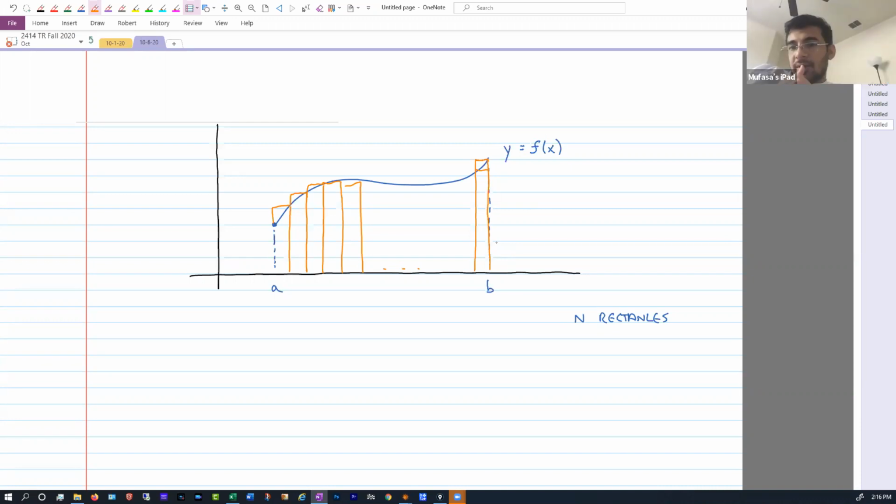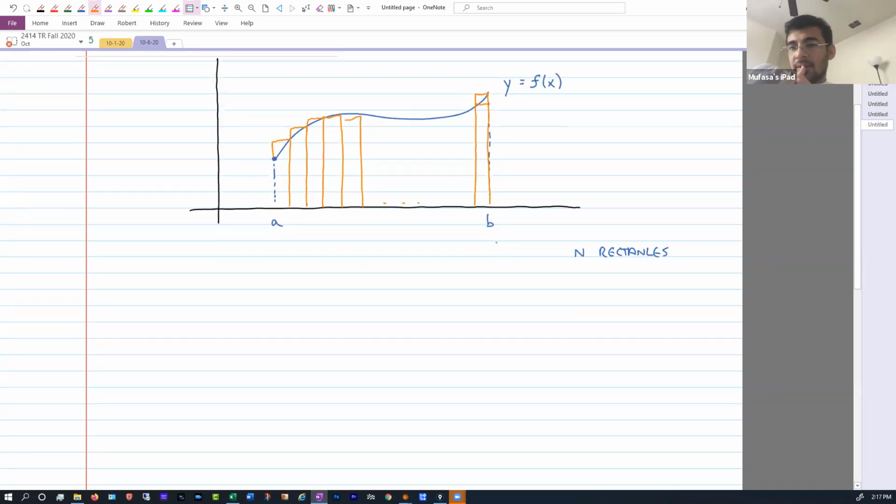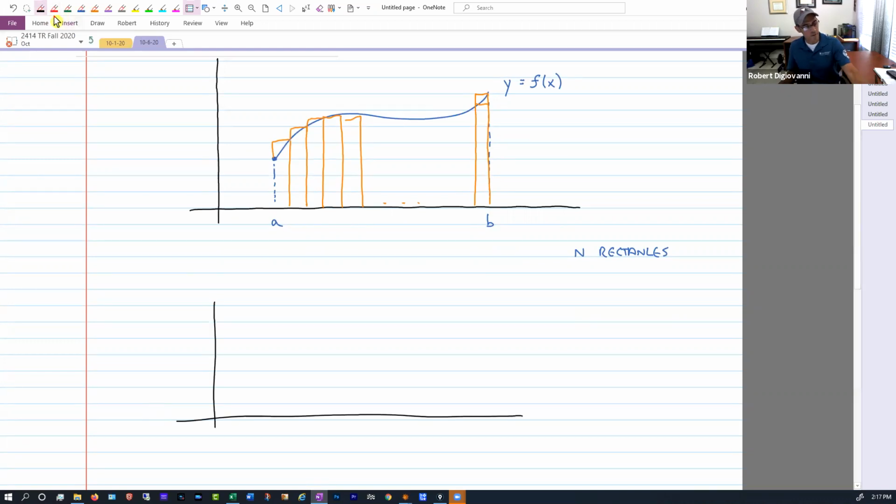A plus B? N. Not n. So sometimes it's easier to do a specific example under this. What if I took the interval 3 to 8? And I told you to cut that into n pieces. How wide would each one be?